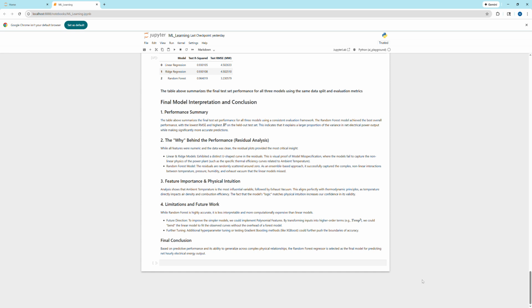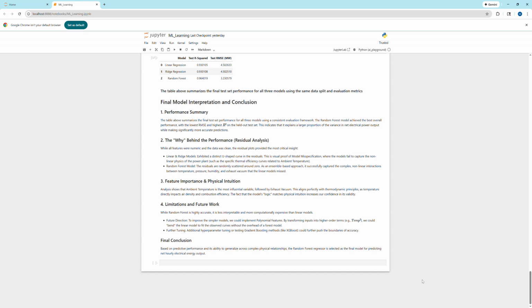So our final model interpretation and conclusion: our table above shows the final test performance of all three models using a consistent evaluation framework. The random forest model achieved the best overall performance with the lowest root mean squared error and the highest R-squared on the held out test set. This indicates it explains a larger proportion of the variance in net electrical power output while making significantly more accurate predictions.